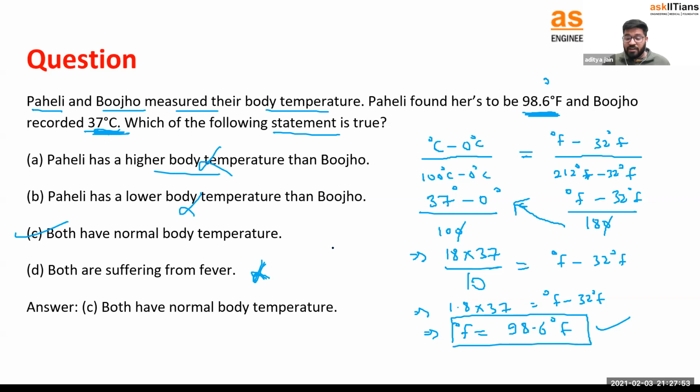If I summarize today's lecture, what was specific heat? Specific heat was the heat required to raise the temperature of 1 kg of any substance by how much? By 1 degree Celsius. The SI unit is joule per kg per Kelvin.